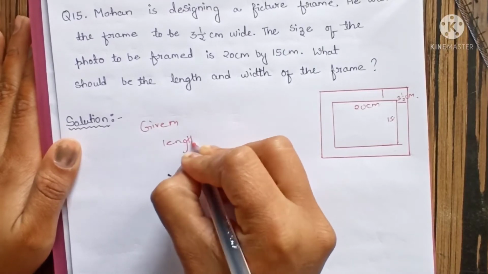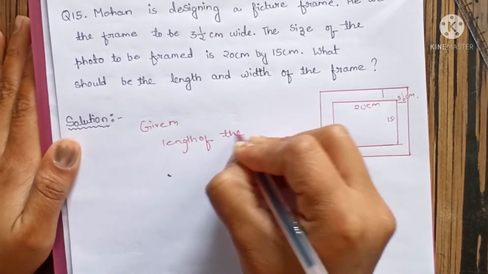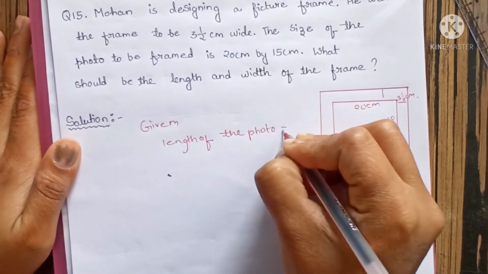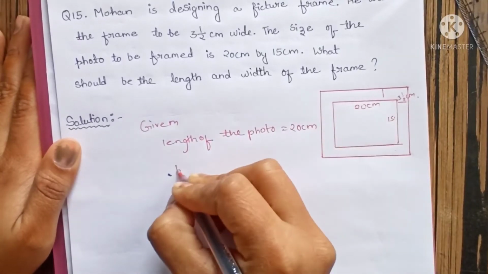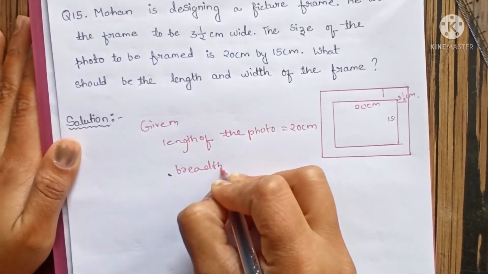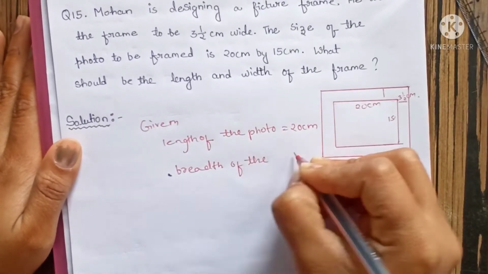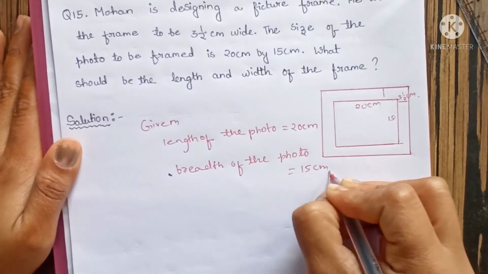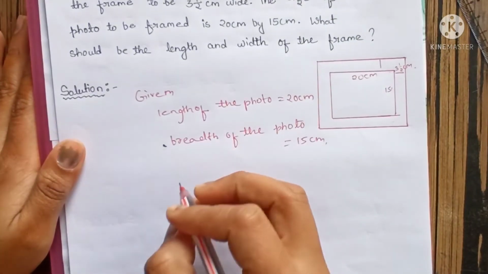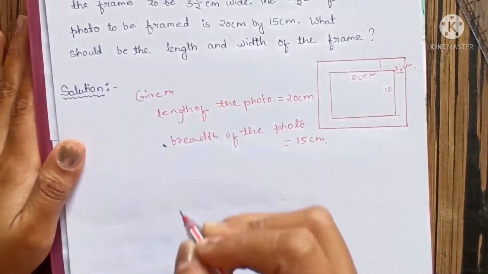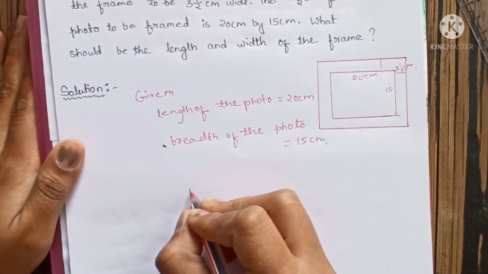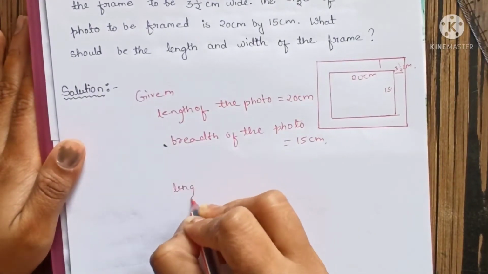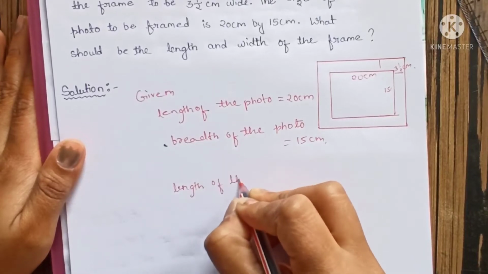Length of the photo, that is 20 cm. Breadth of the photo, that is 15 cm. Now we have to find out the length of the frame.